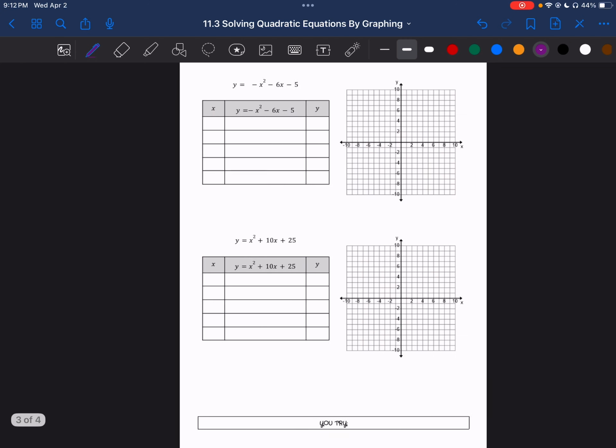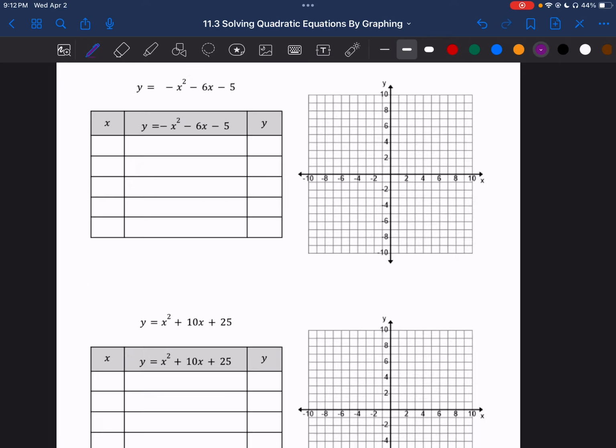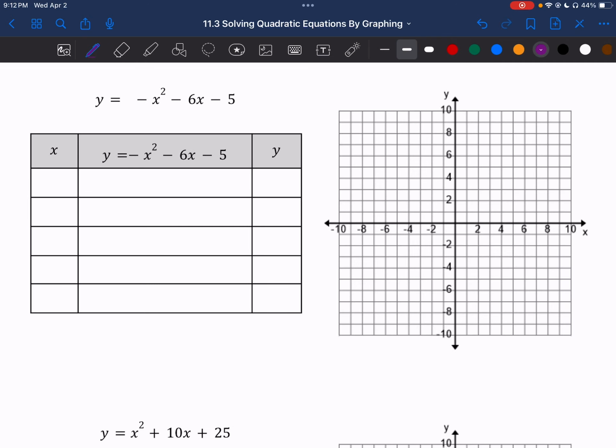All right, let's go to our next page. And when we look at this one, we have y equals negative x squared minus 6x minus 5. So we do opposite of b over 2a. So our b value is negative 6. So the opposite of negative 6 is positive 6 over 2 times a, negative 1. So 6 over negative 2 equals negative 3. So our x value at the vertex is negative 3.